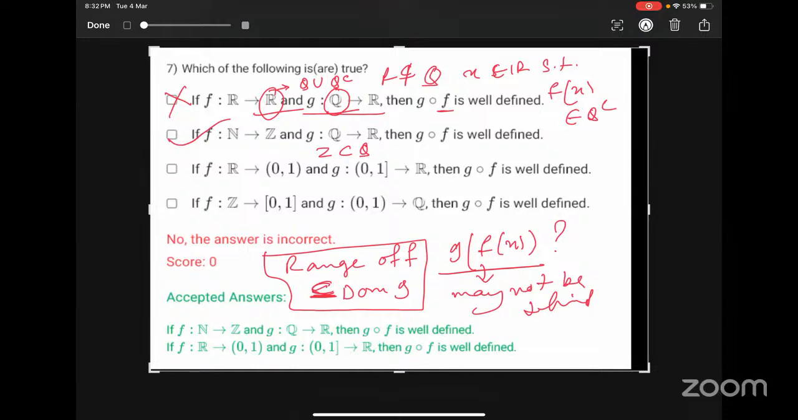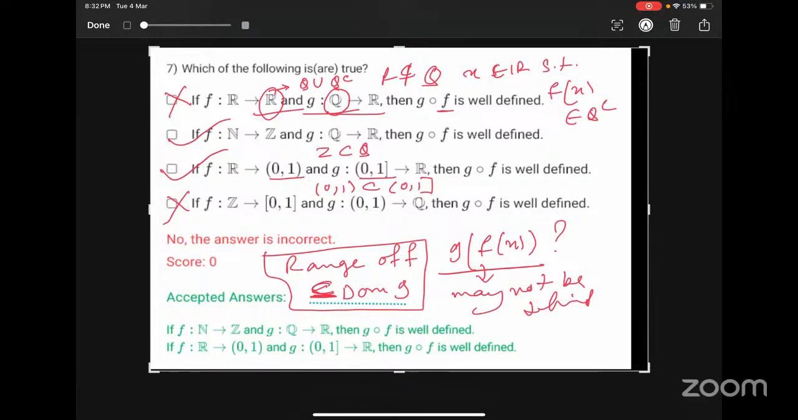Yes, because here 1 is included, here 1 is excluded. Other points are the same. So the open interval (0, 1) is a subset of the closed interval [0, 1]. So this option is also correct. What about the fourth one? Here 0 and 1 are also included in the range, but in the domain, 1 is not included. So it is not.